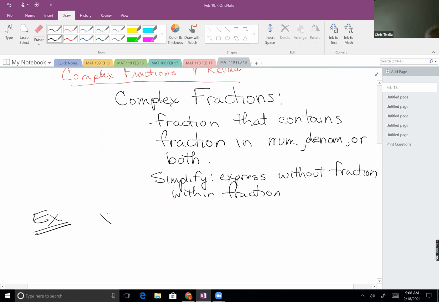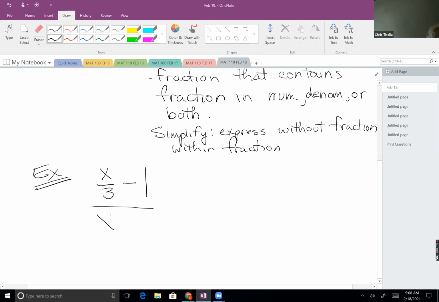So let's look at an example. Let's look at x over 3 minus 1 over x minus 3. And you notice there's a fraction inside the fraction. And I don't know about you, sometimes it almost blows my mind. I can see why they call it complex. It's pretty complicated.